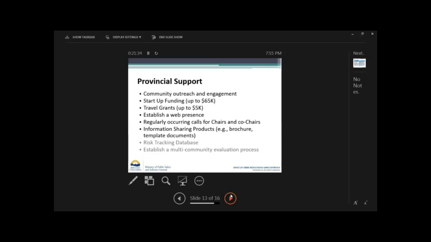We have standard information sharing products to ensure that everybody's in step. Ultimately, those last two bullets that are grayed out, we're not quite there yet. We're hoping to get a risk tracking database from Ontario so that we can standardize all of the tables across Canada and then do a big national risk profile to maybe get at the federal influence for policy. And we haven't quite hit the point where we have enough data to do the multi-community evaluation, because a lot of our tables are still quite young.